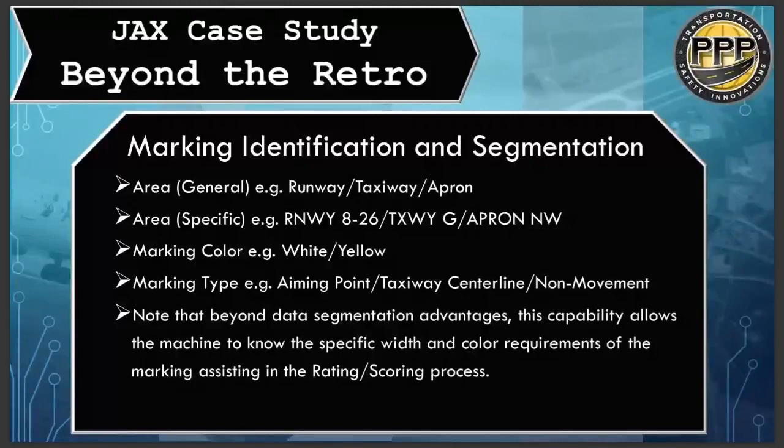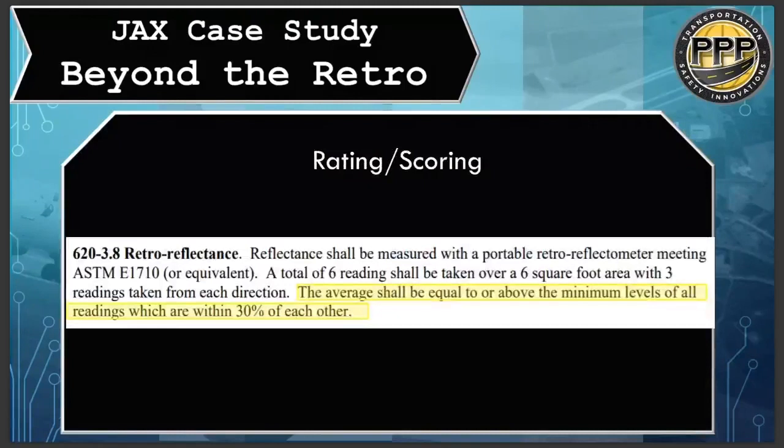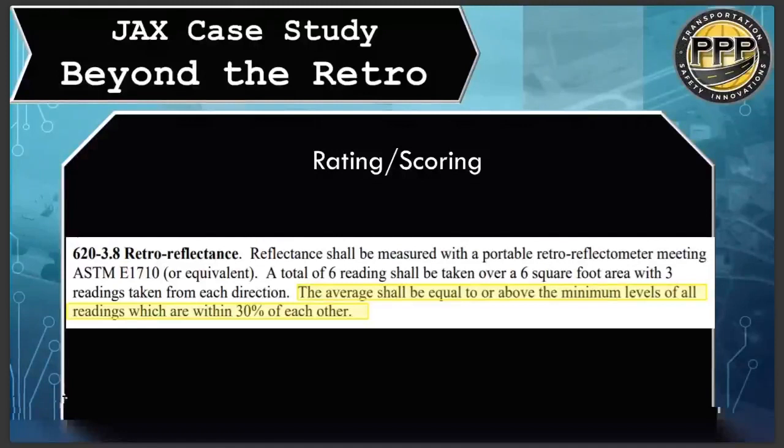Ratings, rating and scoring. This was addressed through Mike regarding what we call lateral deviation. Basically, there's a longitudinal deviation and there's a lateral deviation. Longitudinal is when it changes from 300 millicandela to 100 millicandela as you're driving along. And then of course, lateral is the width, the change of the deviation of the retroreflectivity from left to right.